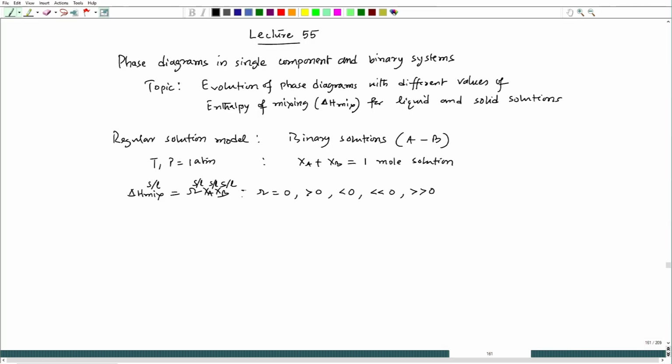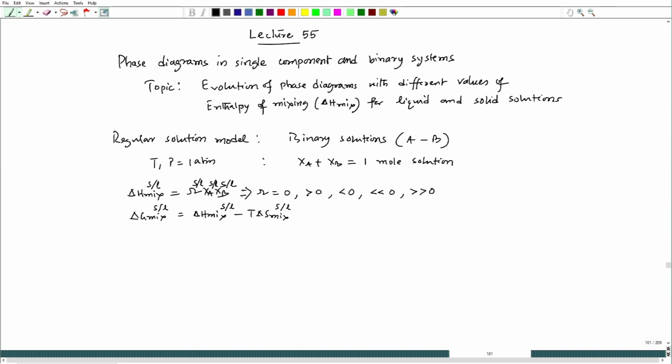Now, similarly, we can have delta G mix, which is delta H mix, and here also I can reflect with solid or liquid, where S is considered for solid and L is considered for liquid. Here also solid or liquid, minus T del S mix, which will also be solid or liquid.